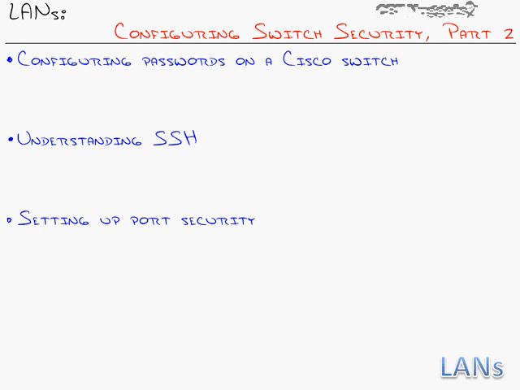Configuring switch security part 2. We are going to pick up right where we left off in part 1. In part 1, we walked through configuring the passwords on a Cisco switch, locking it down, and I guess we also set up SSH to secure our remote administration of these devices. Now, the last thing I want to do, and what this video is focused on, is setting up port security. So let's get going.